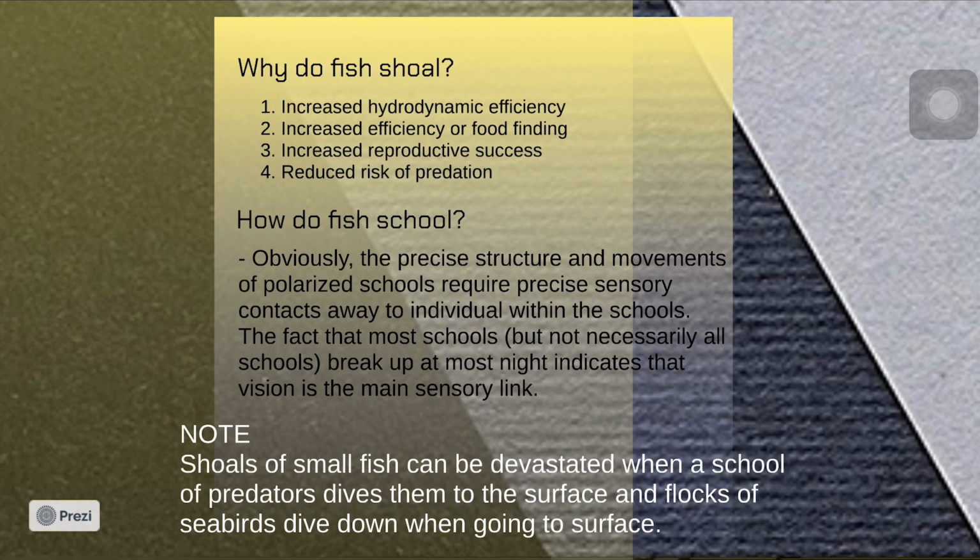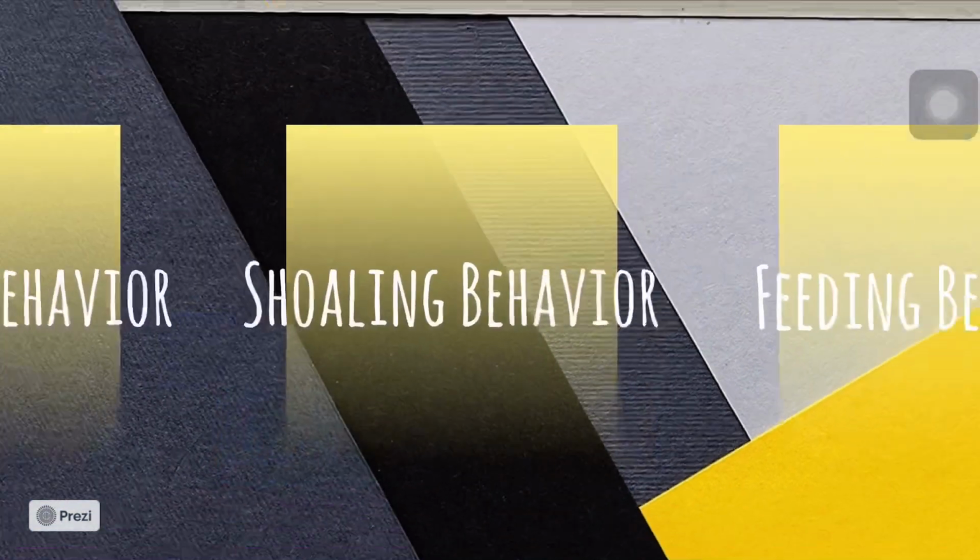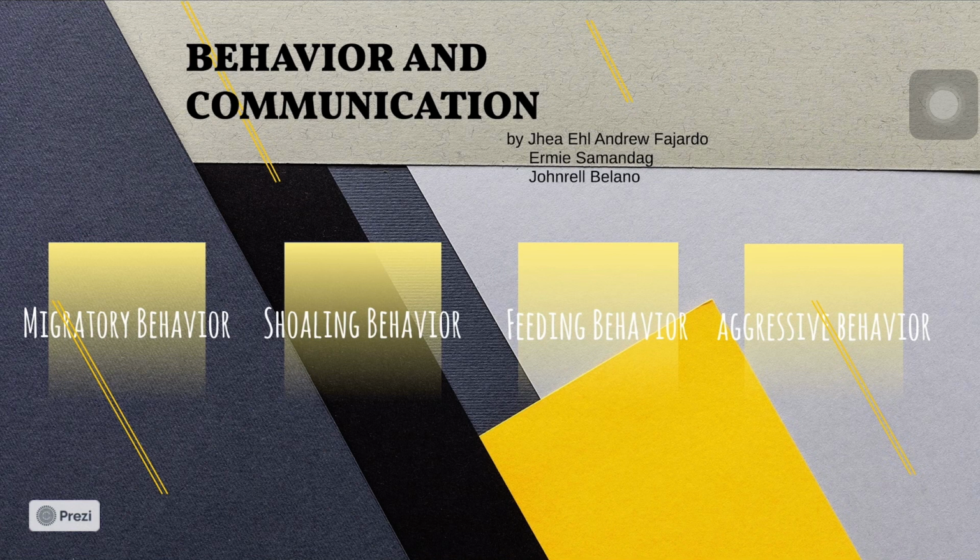Note: shoals of small fish can be devastated when a school of predators drives them to the surface, and flocks of seabirds dive down when they go to the surface. This note is only for what we saw in some videos of how a school of fish is eaten as prey by some predator. Next. So we are all done with shoaling behavior.